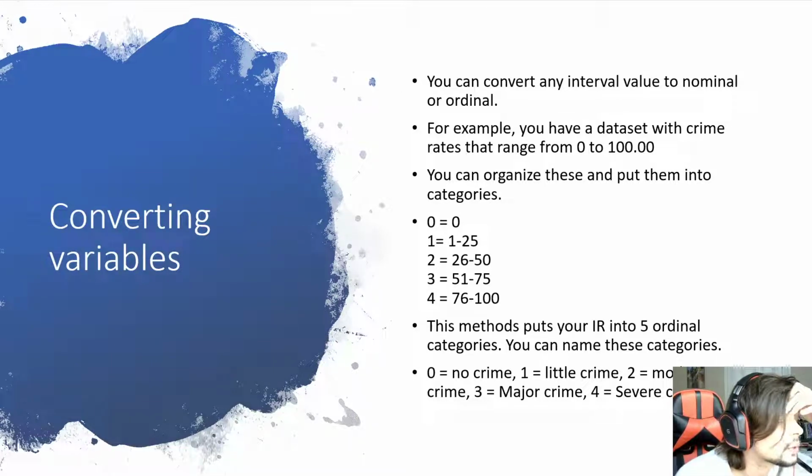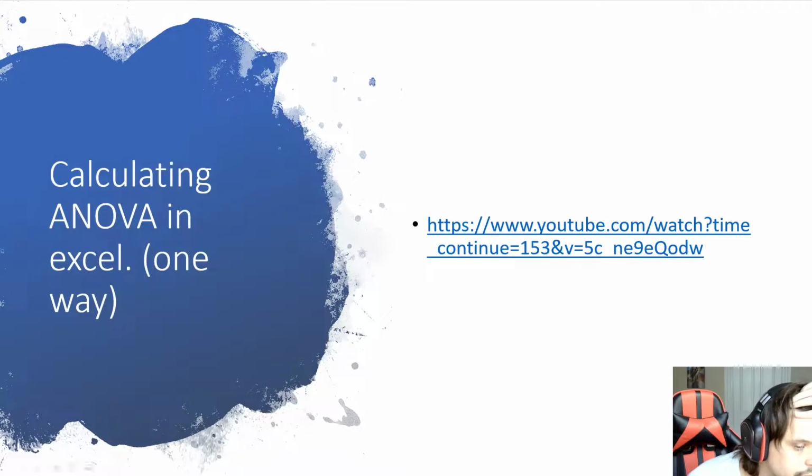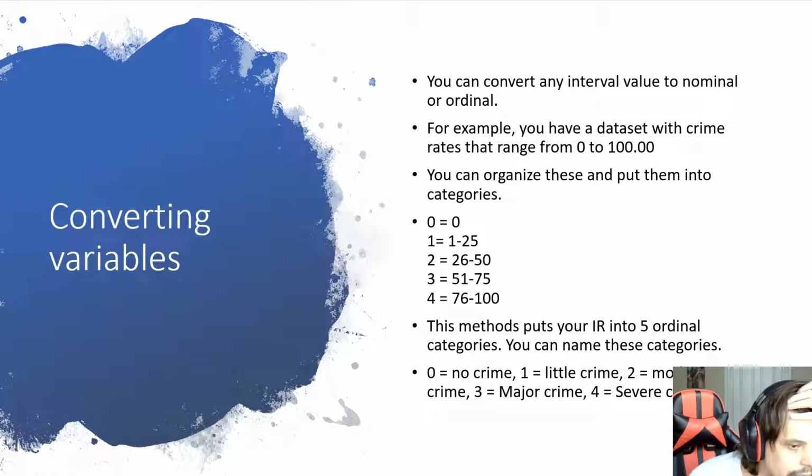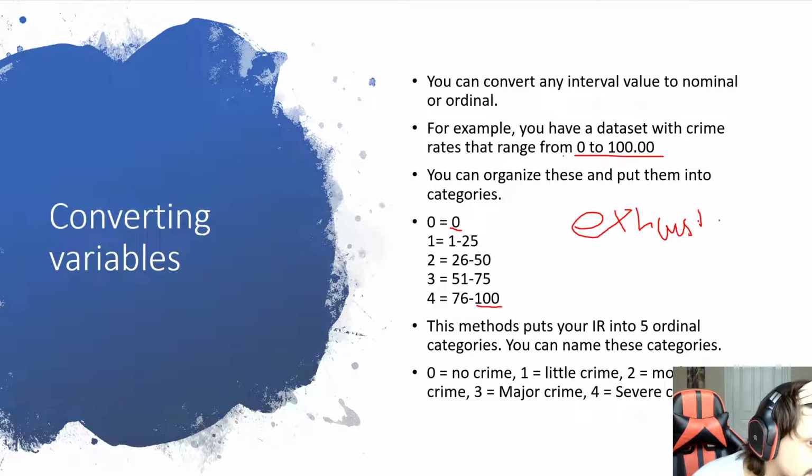So if you have a data set with crime rates that range from 0 to 100, you can organize these and put them into categories. 0 equals 0, 1 equals 1 through 25, 2 equals 26 through 50, 3 equals 51 through 75, and 4 equals 76 through 100. Now recall here that we have a range of 0 to 100, so we do have 100 present and 0 present, meaning these choices exhaust everything. There's nothing missing.